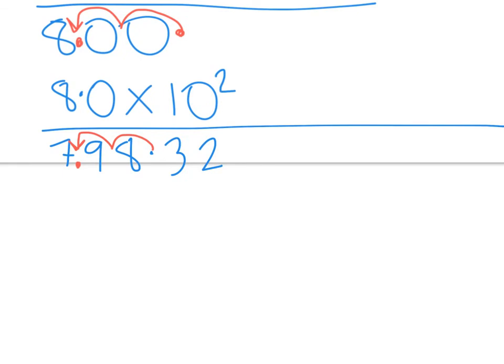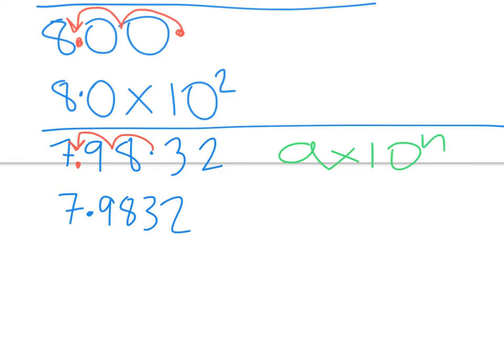So then I'm going to write down the number again. So now I have 7.9832. Now remember, I moved that decimal point. I moved it in between the 7 and the 9. So I don't write it down again here. So I have 7.9832. So I want to write this in the form of a times 10 to the power of n, where a is a number in between 1 and 10. So 7.9832 is definitely bigger than 1 but less than 10, so that's fine.